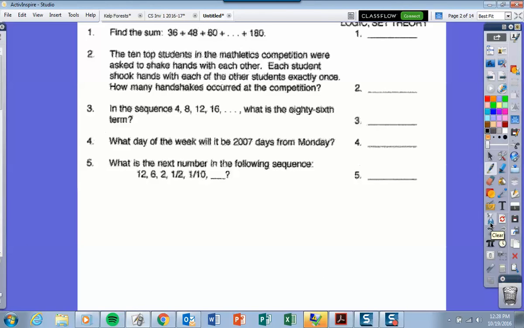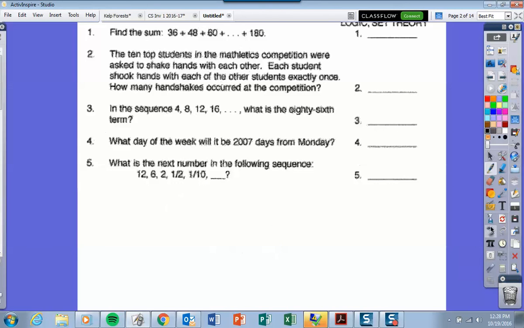On to number 2, the 10 top students in the Mathletics competition shake hands with the other students. So what we have is 9 plus 8 plus 7 handshakes taking place all the way down until we get to 1. What we could do is just 9 times 10, and divide by 2, since it's 2 people within a handshake, and that gets me 45.